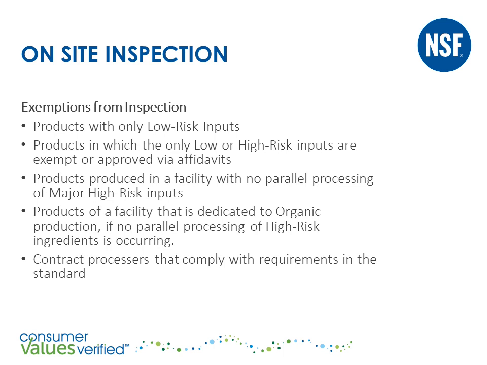So parallel processing is if you have a finished product that has a high-risk ingredient at more than 5%, and in your manufacturing facility you have a compliant and non-compliant version of that input. That's defined as parallel processing, and that will trigger an inspection.